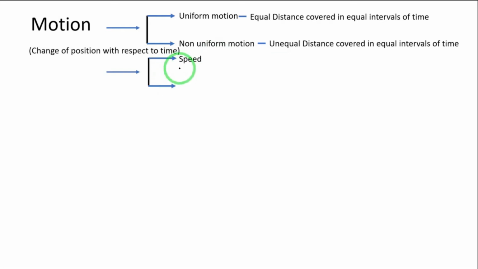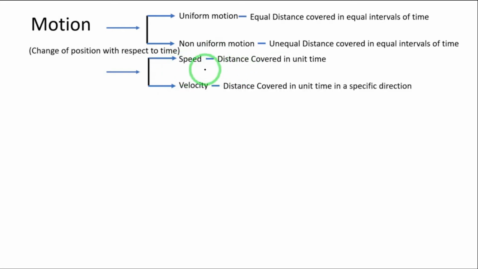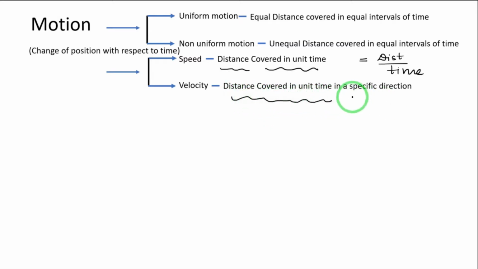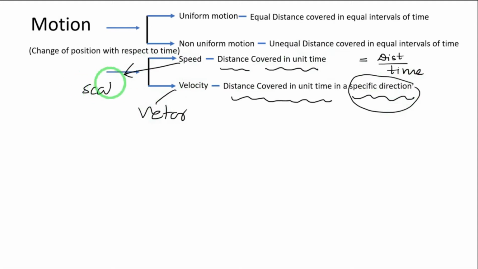And then we have also seen the definition of speed, and how speed is different from velocity, right? Speed is distance covered in unit time, and it can be calculated by just dividing distance by time. But velocity is also distance covered in unit time, but there is a direction associated with this velocity. That is the difference. Velocity is a vector quantity and speed is a scalar quantity. A scalar quantity has only a magnitude, and a vector has magnitude as well as direction.